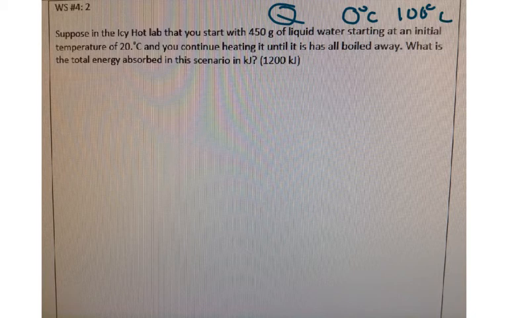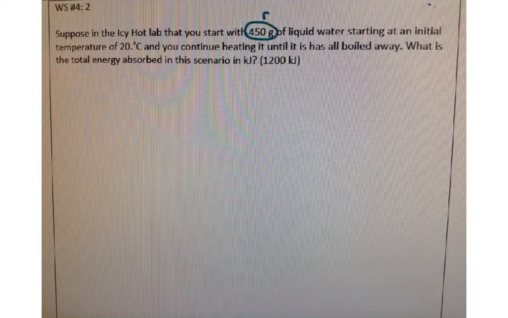So when you read this question, I see that I have an initial mass of 450 grams, and then I start at an initial temperature of 20, and then I keep heating it up until it's all boiled away. And then they ask me, what's the total energy in this whole scenario in kilojoules? So what I would need to do first is, it's very important for you to draw these graphs, the heating and cooling curve graphs.